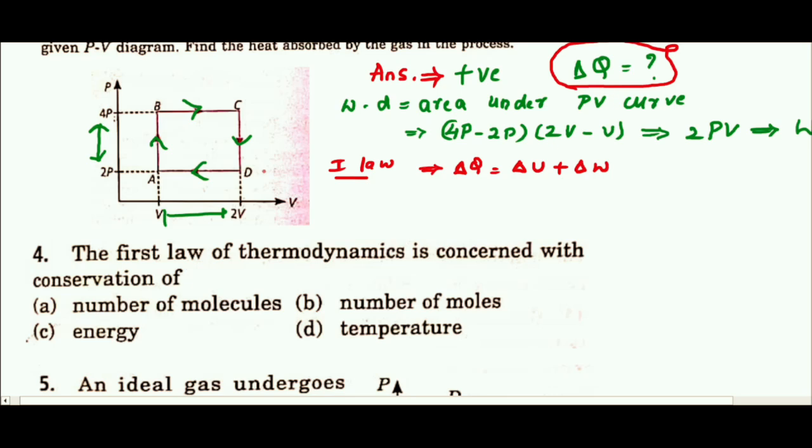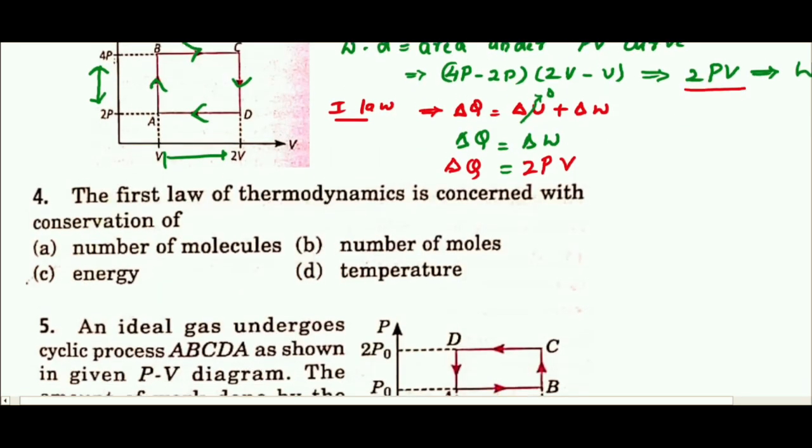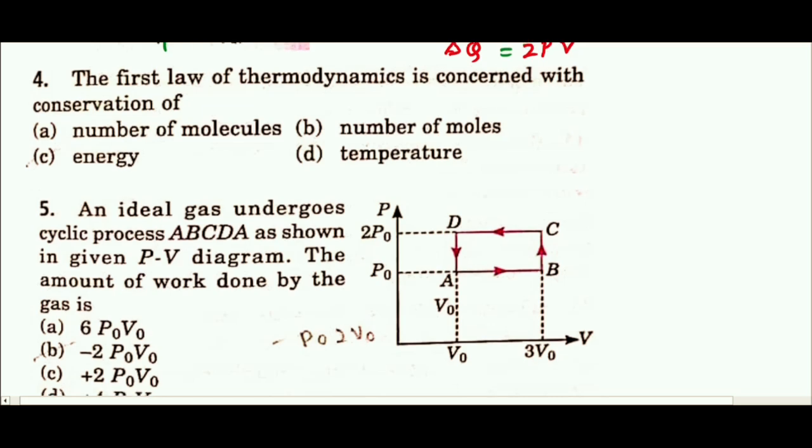For a cyclic process, one thing we have to remember, always remember what I said: delta U is always equal to 0, that is, the change in internal energy is 0, hence delta Q is equal to delta W. And what is the value of delta W? It is given here, that is 2PV. So the heat absorbed by the gas in this process, delta Q, is equal to 2PV. I hope the third question is clear for everyone.